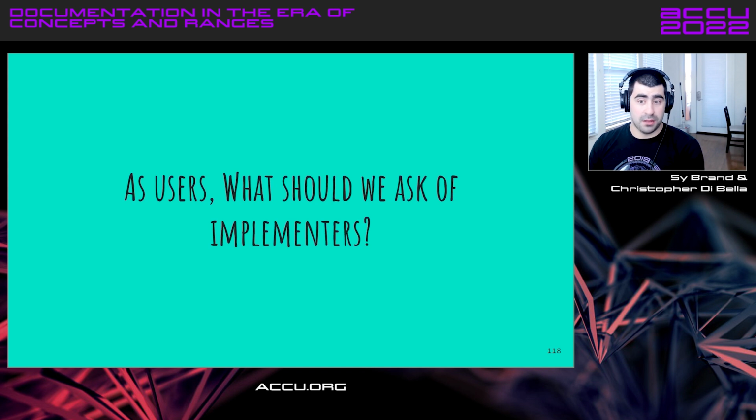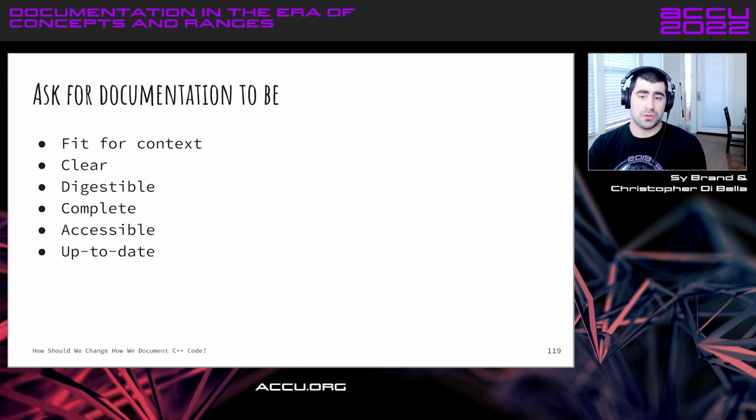So the first thing that we should be asking our implementers to do is to ensure that the criteria that we outline for good documentation is met, because that is how we start thinking about getting good documentation. The next thing that we can think about is that if we don't ask for things, it's not going to get better.